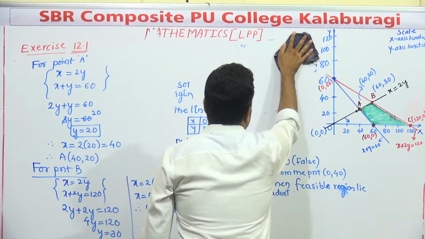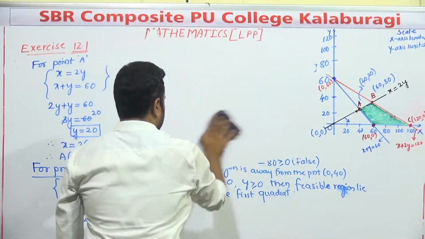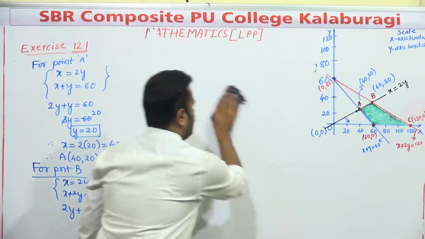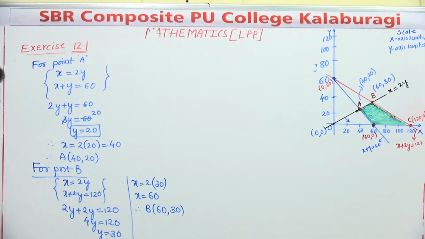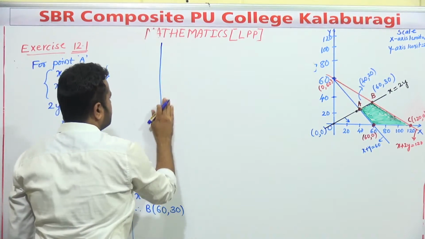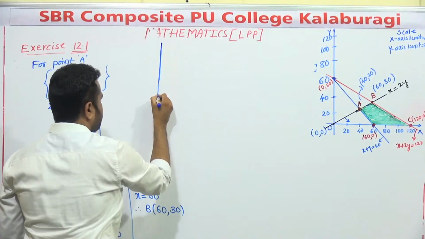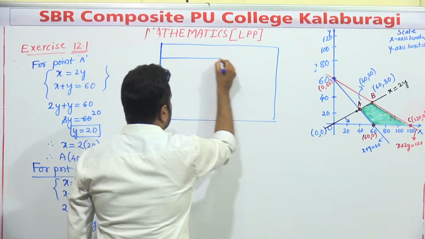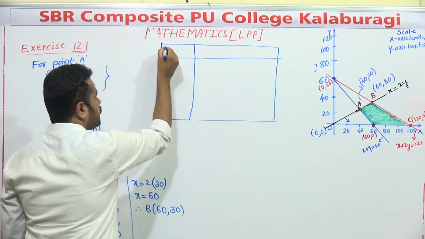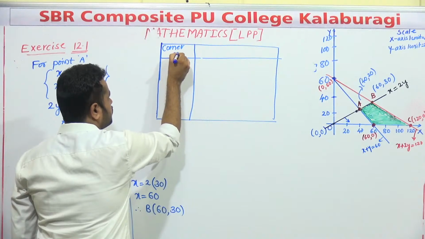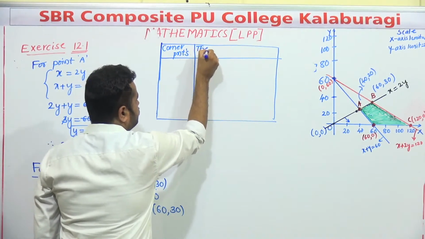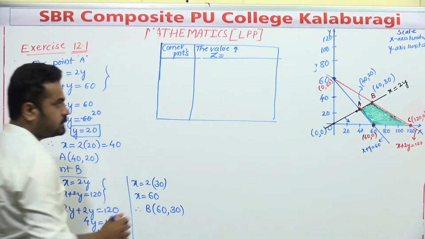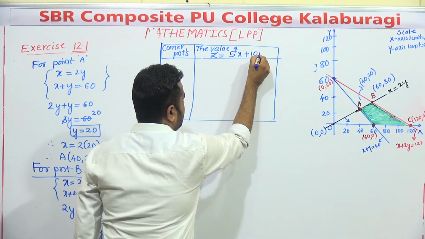After getting those corner points, what do we have to do? We have to substitute those corner points in our Z equation, in our objective function. What is the objective function here? Okay, I have to make one column. Here you have to write the points, and here you have to write the value of Z. What is the Z equation here? Our Z is 5x plus 10y.